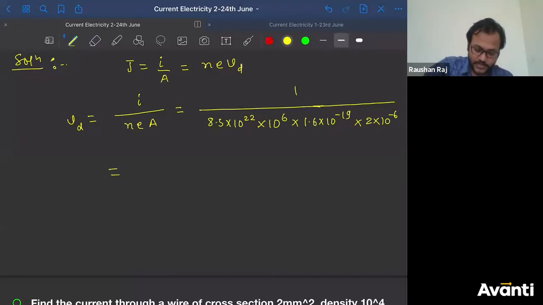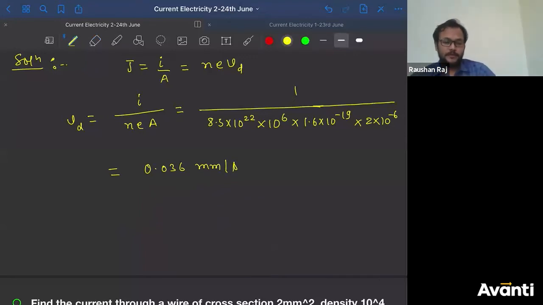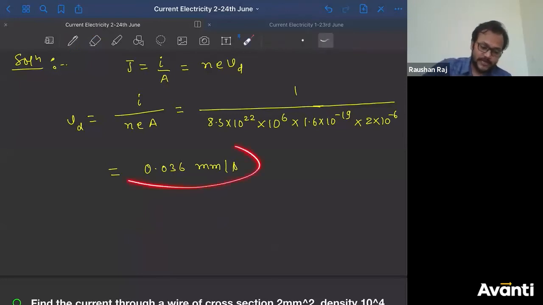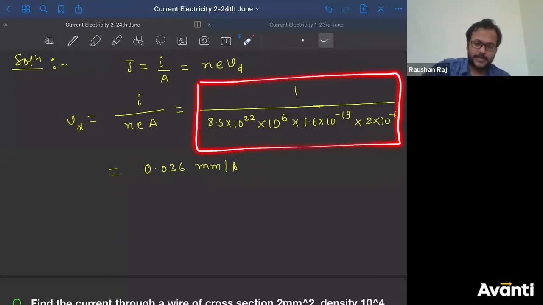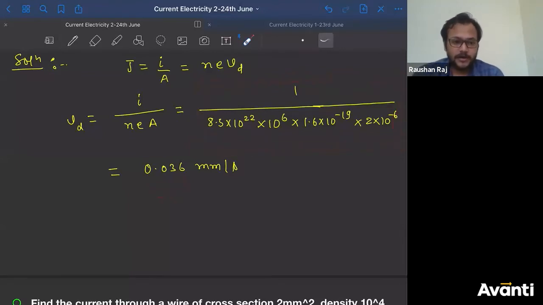So the final answer you will get is 0.036 millimeter per second. How many of you have got this answer, guys? I'm expecting most every one of you should get this answer. If not the calculation, this part you should be getting correctly. If you have got this part correctly, 90% work is done. Now this you can calculate comfortably. All right, children. Let's go.